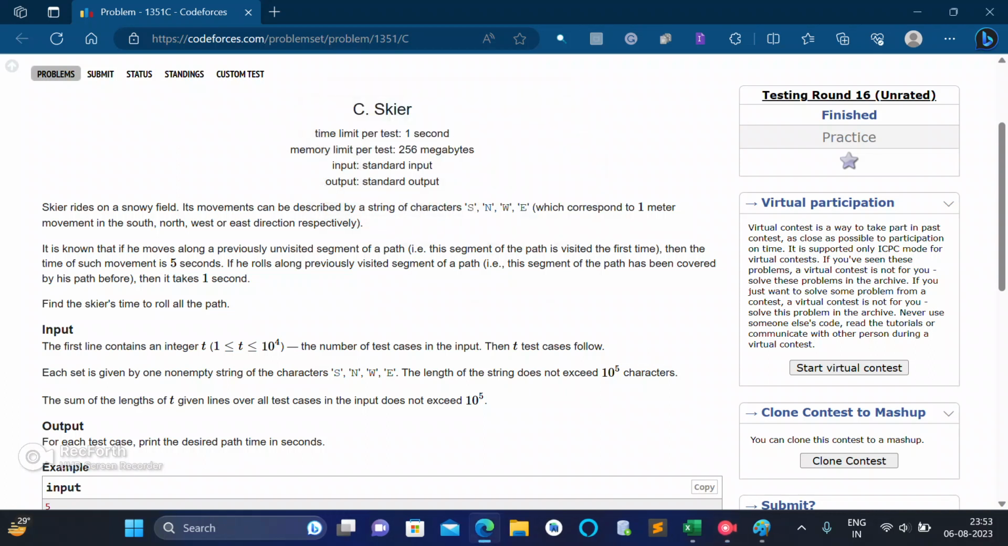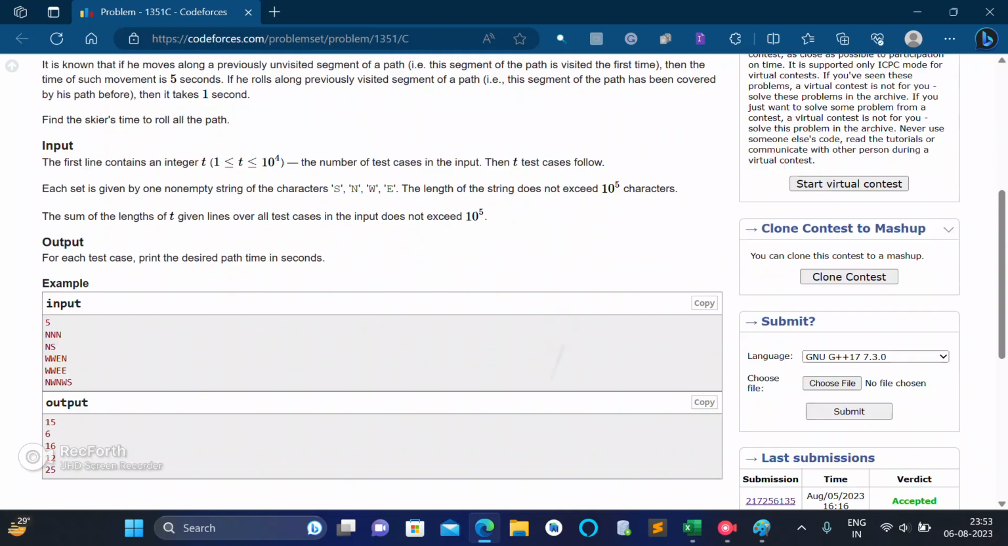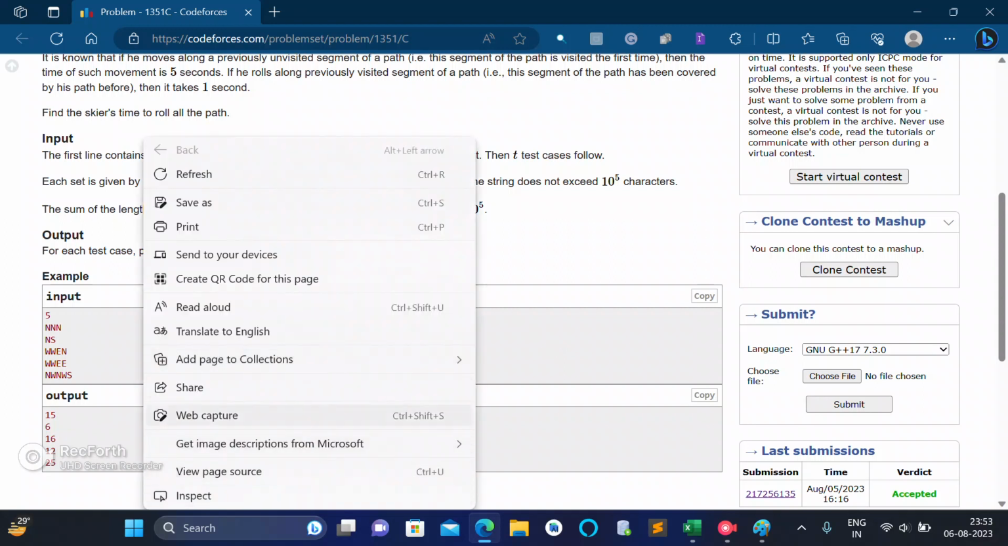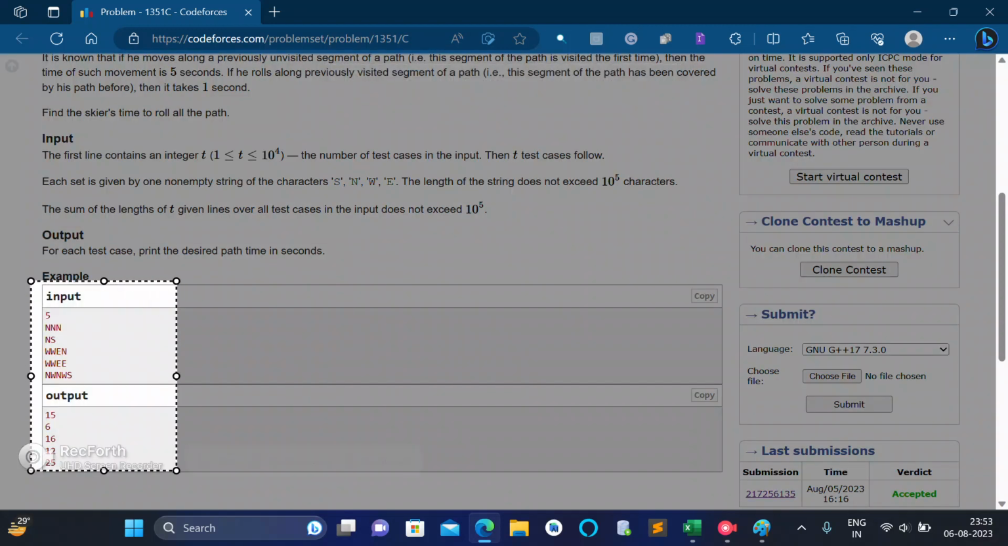Hello everyone, so today in this video we are going to discuss this question, Skyer, which was actually asked in Codeforces Testing Round 16. In this question we are given a string where S represents south, N represents north, W represents west and E represents east. Let's understand this question with the help of an example.